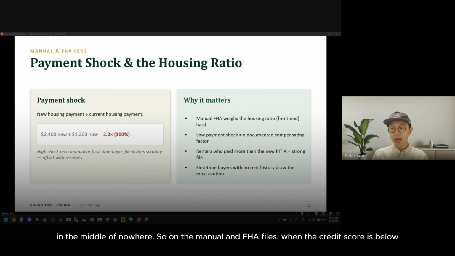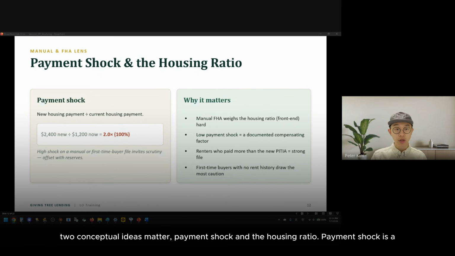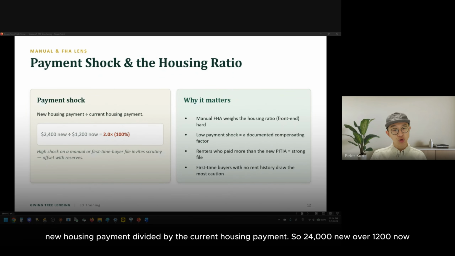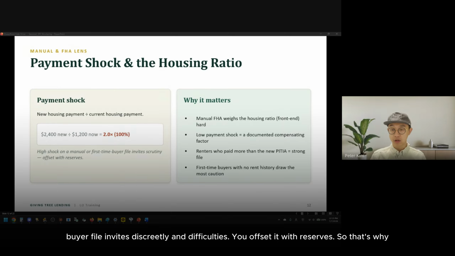So on the manual and FHA files, when the credit score is below the norm, let's say 620 or 600, then we have to consider manual underwriting. And two conceptual ideas matter: payment shock and the housing ratio. Payment shock is the new housing payment divided by the current housing payment. So 2,400 new over 1,200 now is 2 times, or a 100% increase, right? So a high shock on a manual or first-time home buyer file invites difficulties. You offset it with reserves.